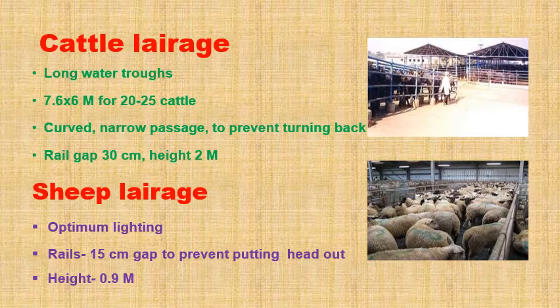In case of sheep lairage, optimum lighting, of course, in both cases, and the gap of rails 15 centimeters to prevent the head from putting out, and the height should be about 0.5 meter.